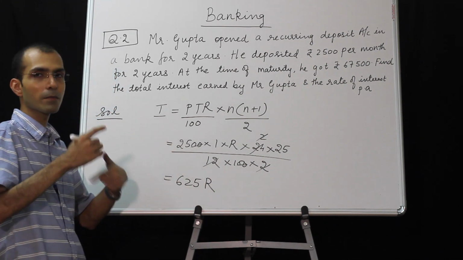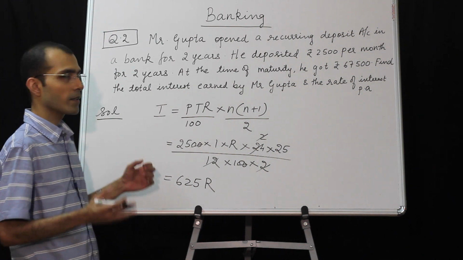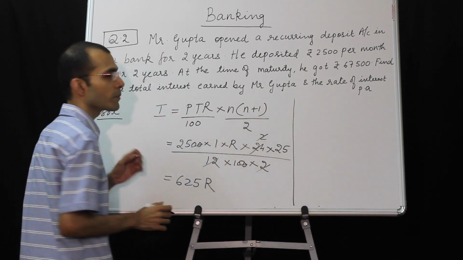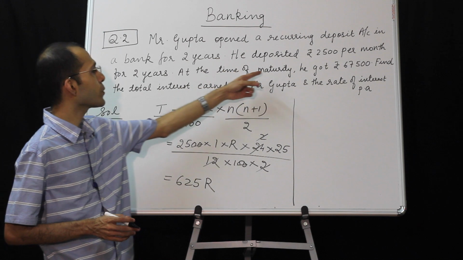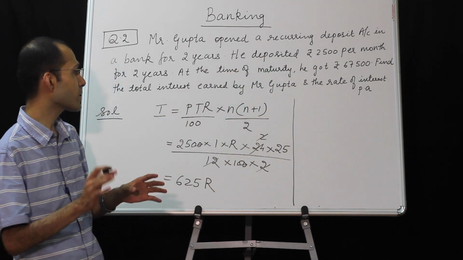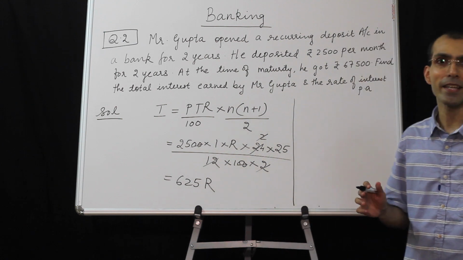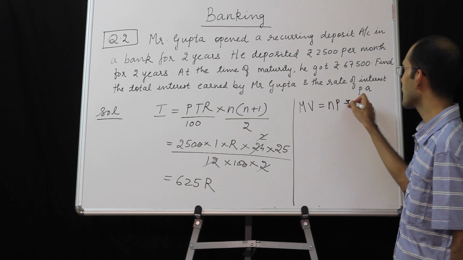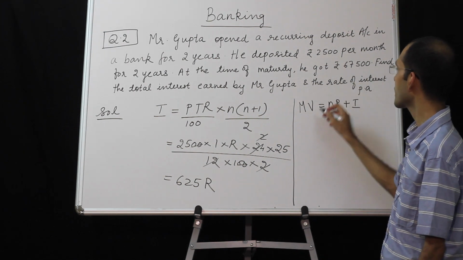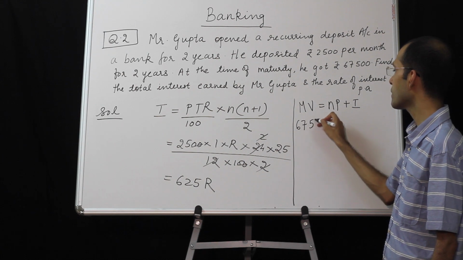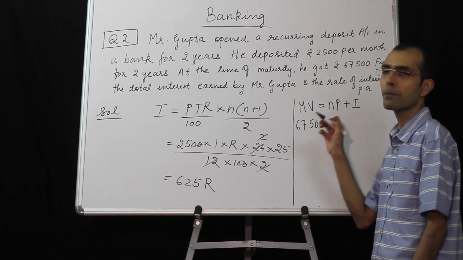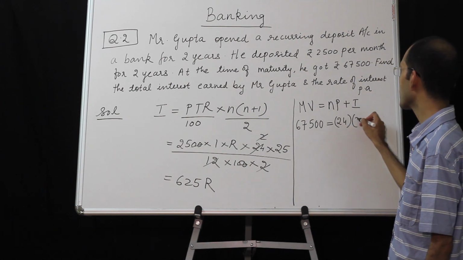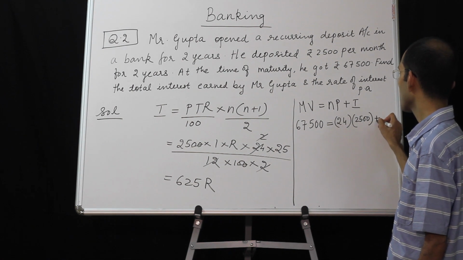We are getting interest in terms of R because we do not know the rate of interest offered by the bank. Now there is one more clue given. At the time of maturity, he got rupees 67,500. So MV is NP plus I. So what is the maturity value? 67,500 is equaling NP. N is number of months, that is 24, into P is 2500, plus I.